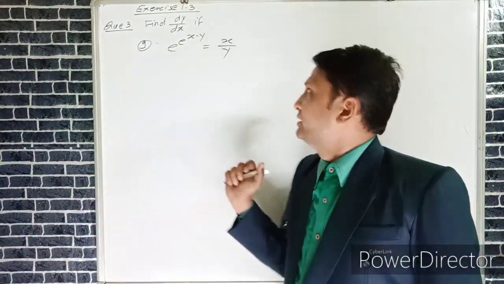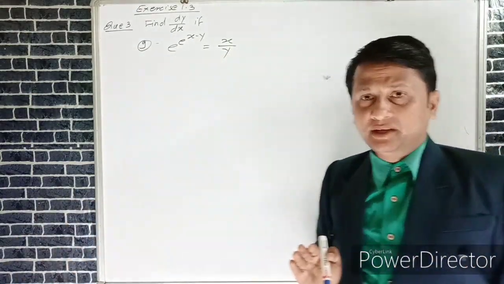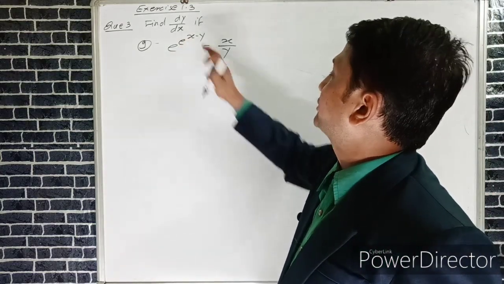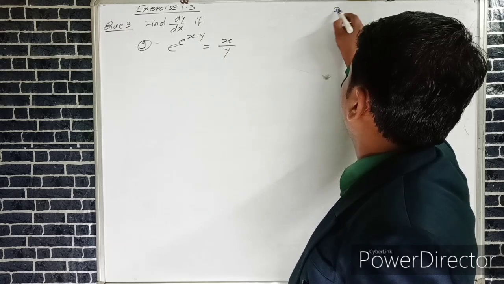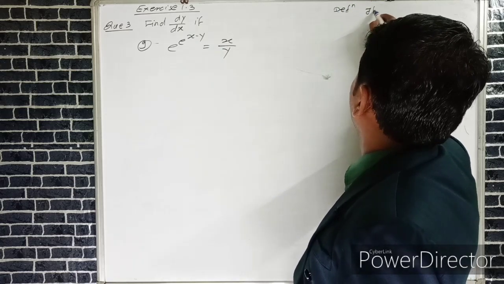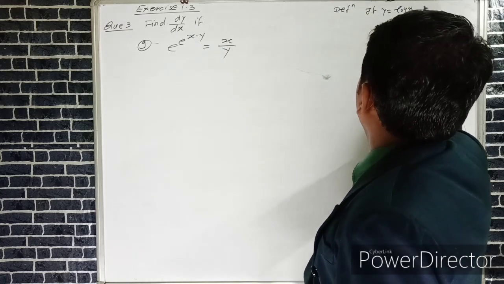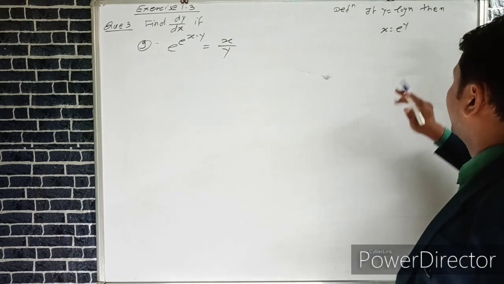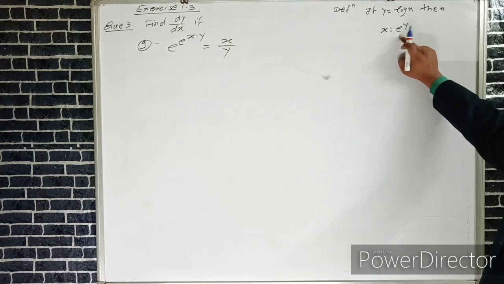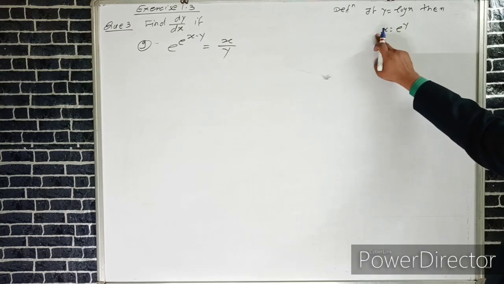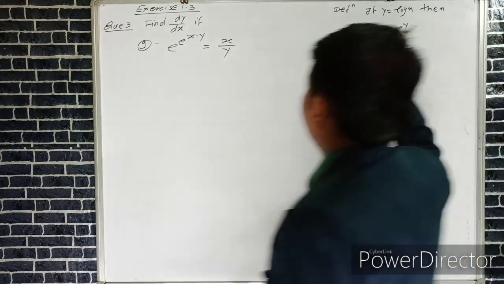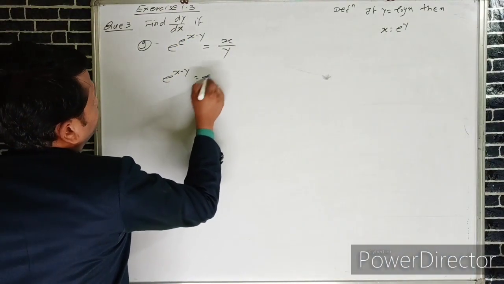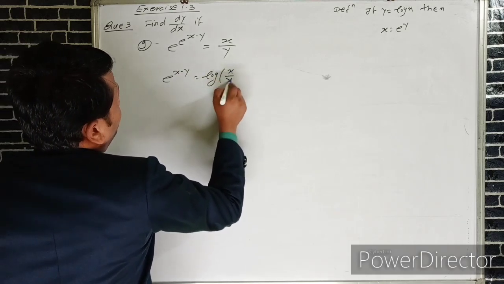Example number 9 also is in implicit form. Here the function is in the form of e to the power x minus y. We know the definition of log: if y is equal to log x, then we can write x is equal to e raised to the power y. If we write this function e to the power y in the form of log, then log x, we can also write this as e to the power x minus y is equal to log of x upon y.